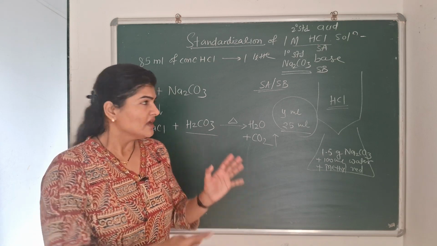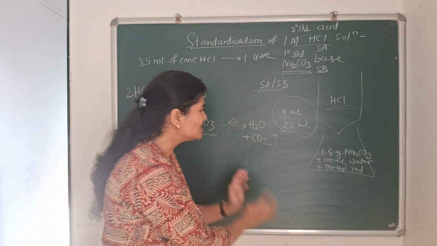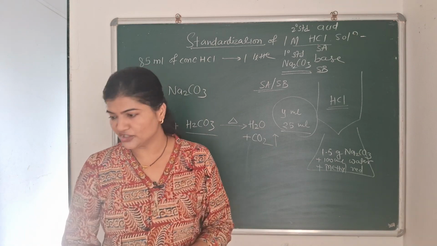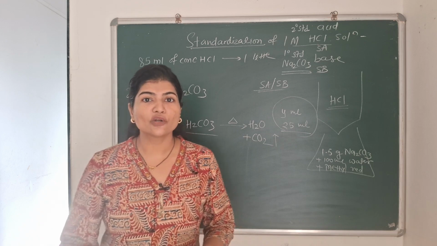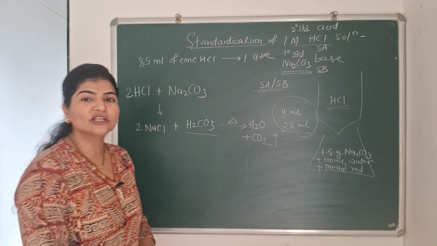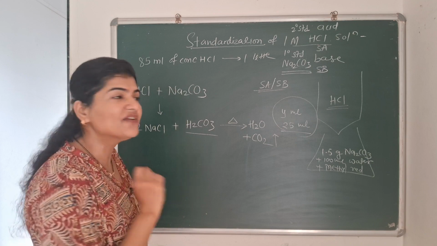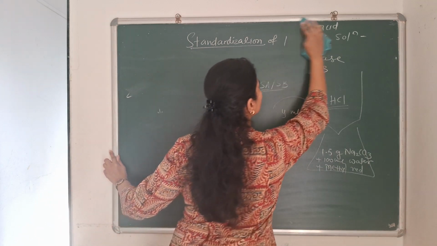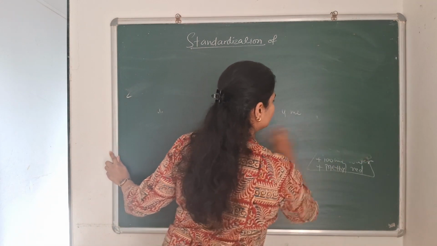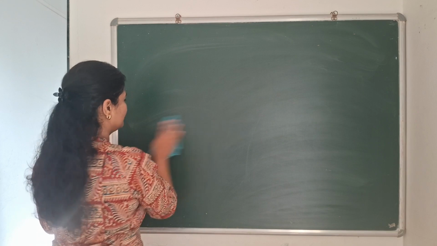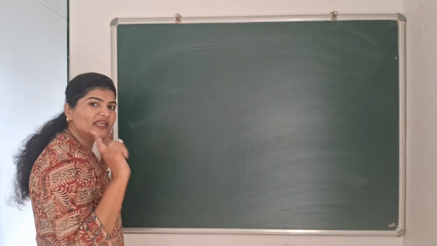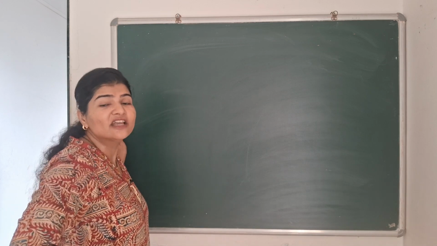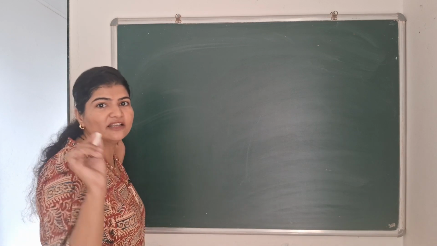Now I hope the principle, procedure and reaction is clear. Now we will go for calculations. For calculations, we are going to use the equivalence factor method. So I will show you how we are going to actually calculate the results. For the equivalence factor method, always remember we have to start with a balanced chemical equation.